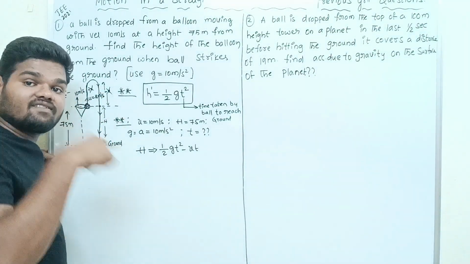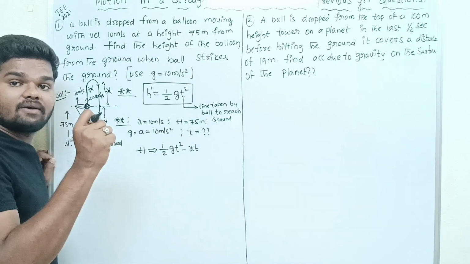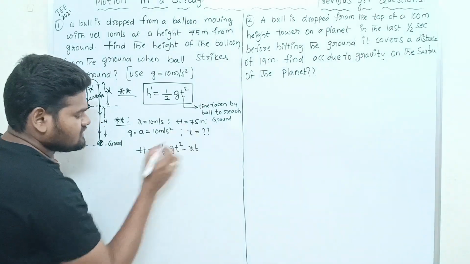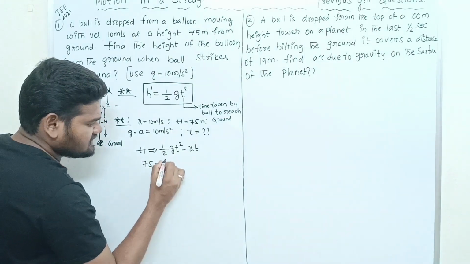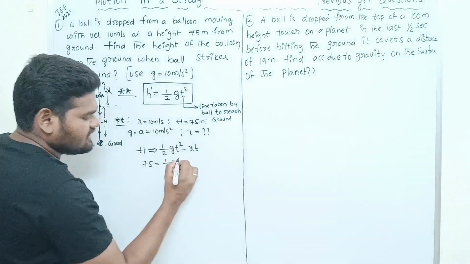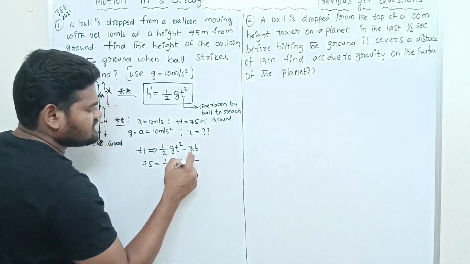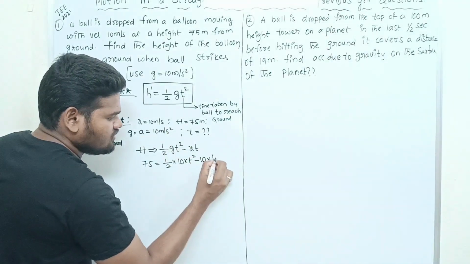All these things we discussed in lecture number 10. So what is h? 75 meters. This equals half, and what is the value of g? 10, into t square, minus the initial velocity 10 into t.